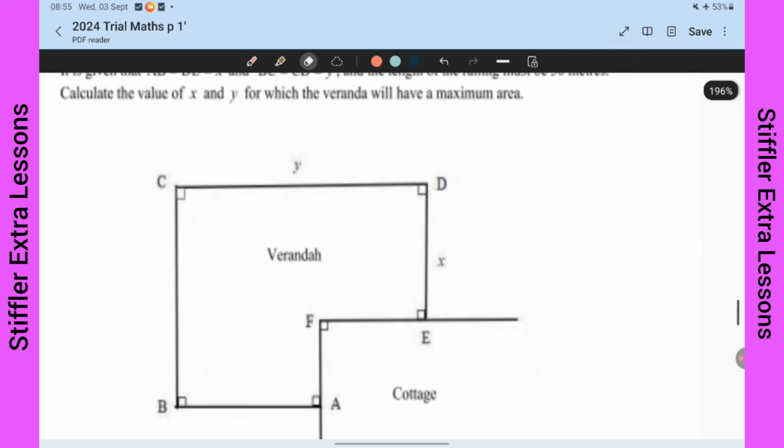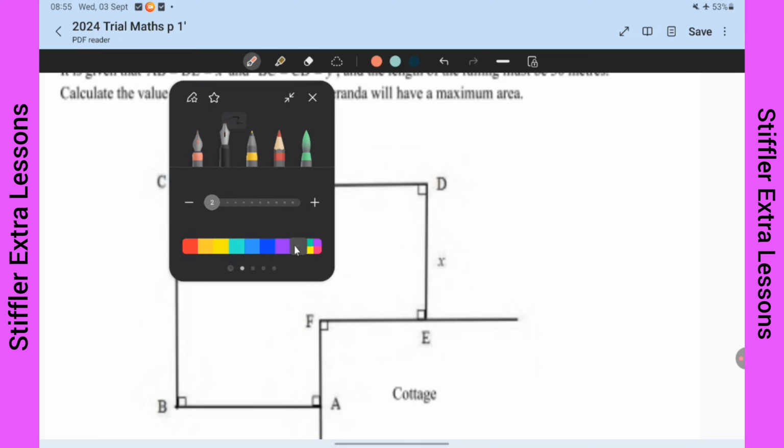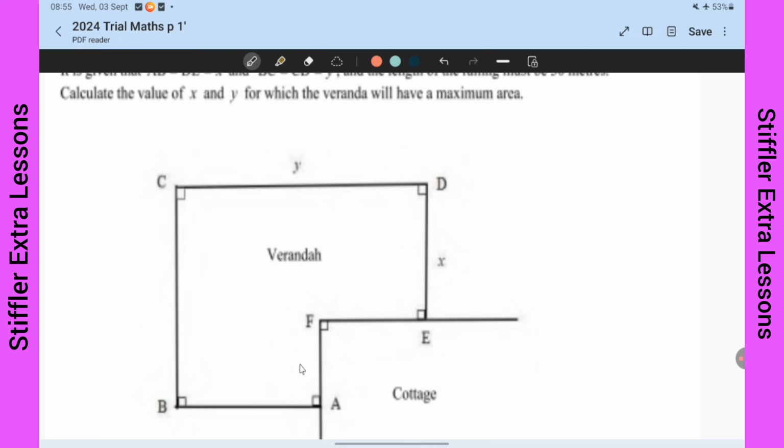So we can see that these railings, let's use black, this railing from this corner, it is to be constructed.